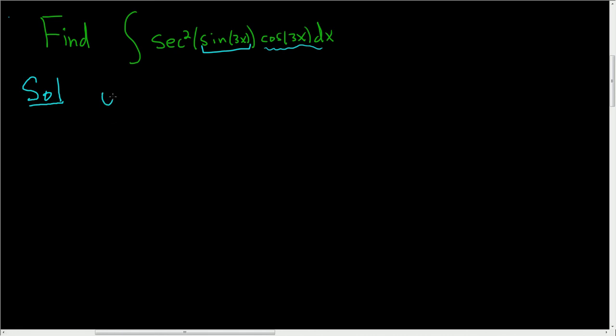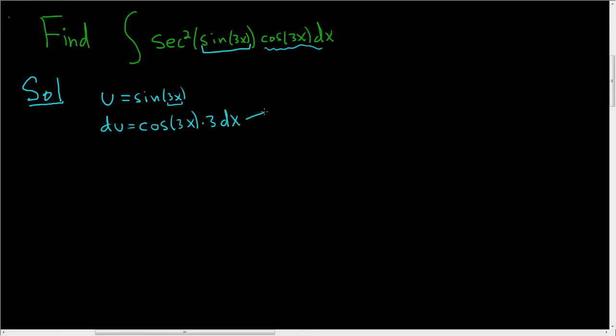So let's try it. Let's set u equal to sine 3x. And then du, well, the derivative of sine is cosine. So here we just get cosine 3x times the derivative of the inside, right? So 3 dx, that's the chain rule. We almost have what we want.